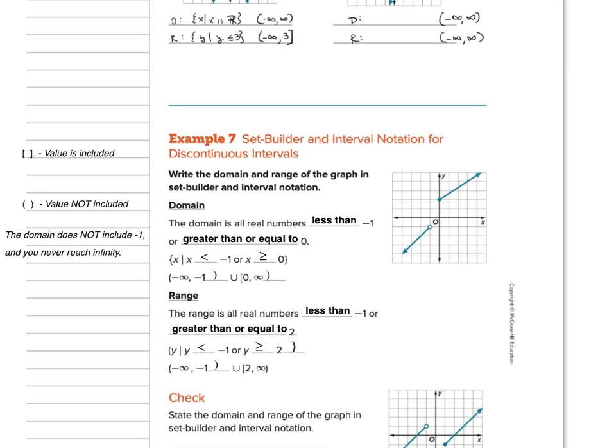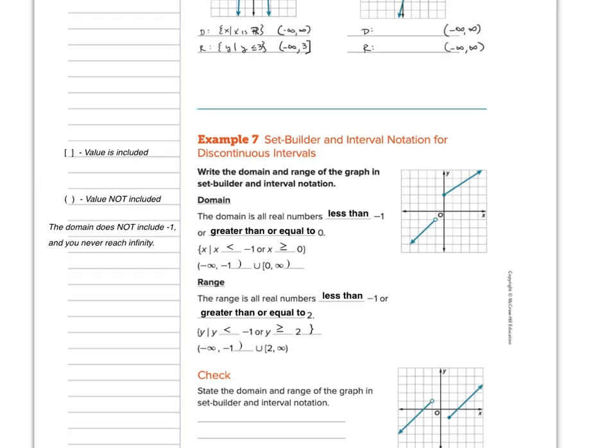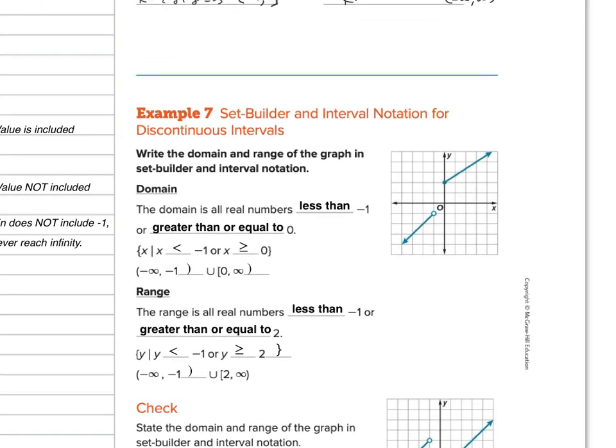Set builder and interval notation here, what we're talking about is that there are breaks in its continuity. So we know that we write the domain and range and graph in set builder notation. So here the domain is, I like the interval notation, it's a little bit easier. The domain goes from negative infinity to -1, but it does not include -1. And then it has the union of 0 to positive infinity.